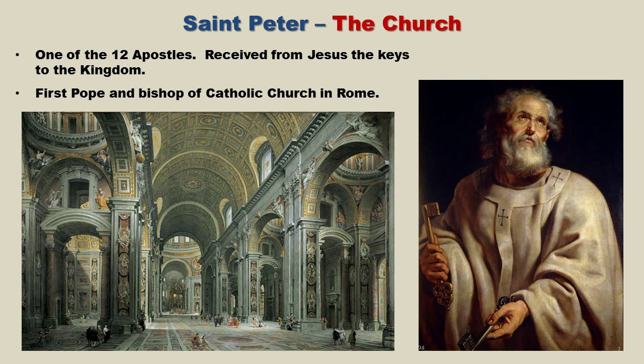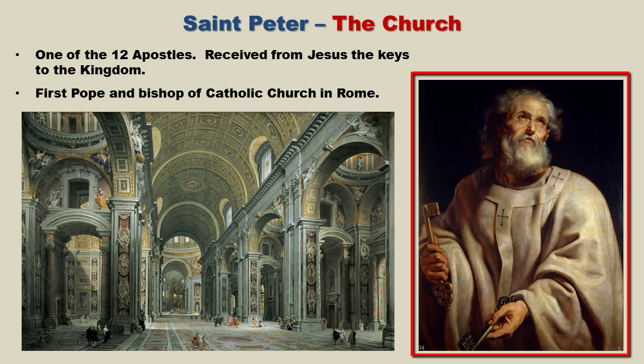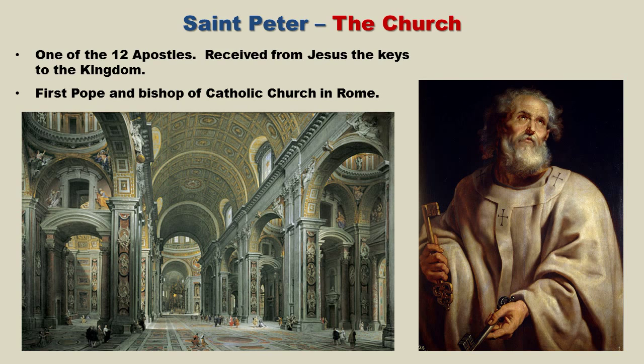Now, one of the most important of the 12 apostles is, of course, Peter. It is Peter who Jesus gave the keys to the kingdom. And you can see that depicted in this painting right here. Now, it is Peter who ventured to Rome, during the time of Nero, of course, and founded the Catholic Church in Rome. And he becomes the first pope and the first bishop of Rome. And from that point on, there is a papal succession of popes after Peter. And that links the current pope all the way back to Jesus. So that's a very important connection, and it's called the primacy of the Pope.